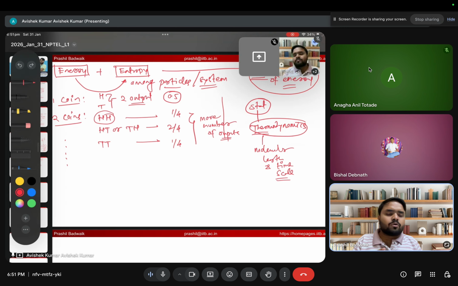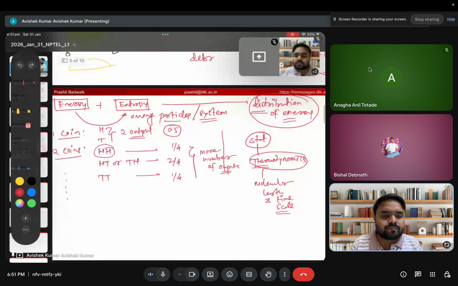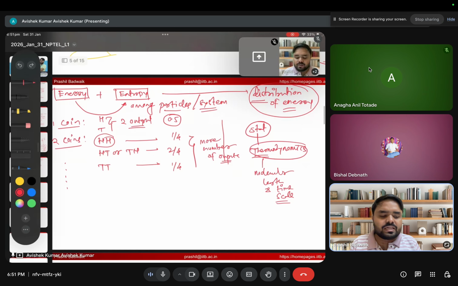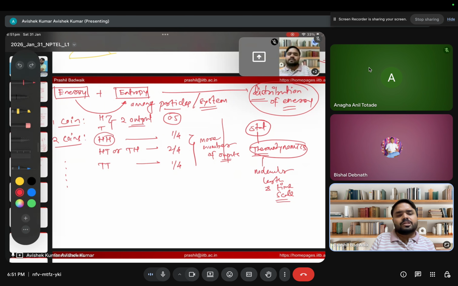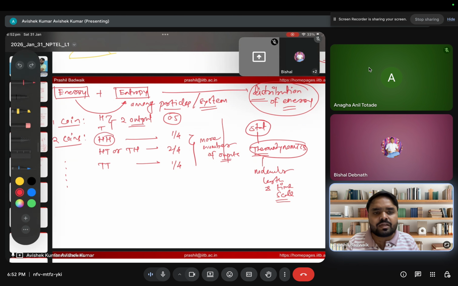So we were talking about advanced thermodynamics, and majorly we were working on two things. First thing is energy and second thing is entropy. So energy is something that we have studied in undergraduate. It is the capacity to do work, right?